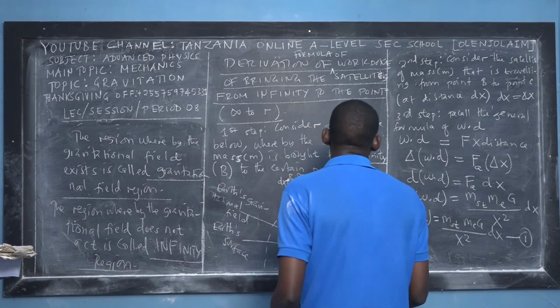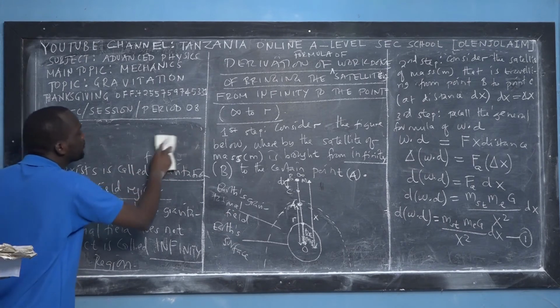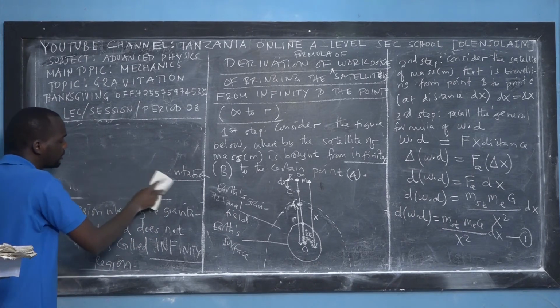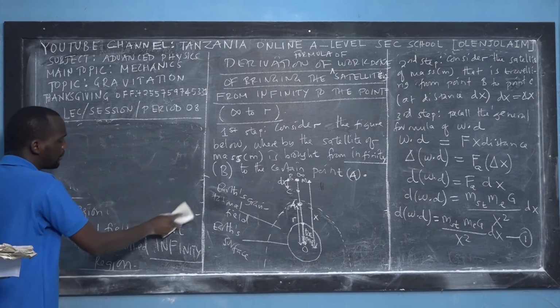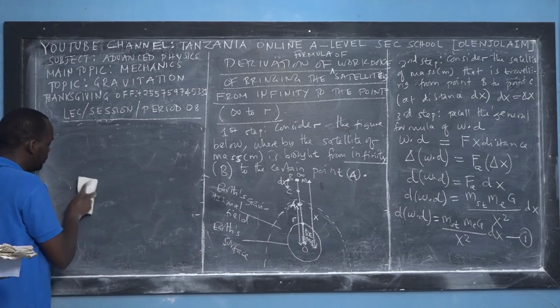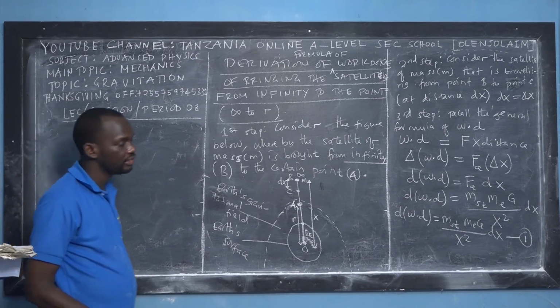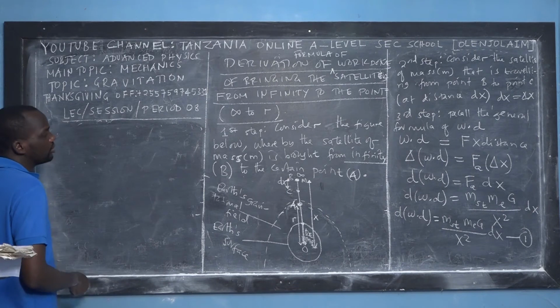Then we go for the first step. After having the general formula of the small amount of work done required to move a satellite just a few nanometers, we say that we got the first step.